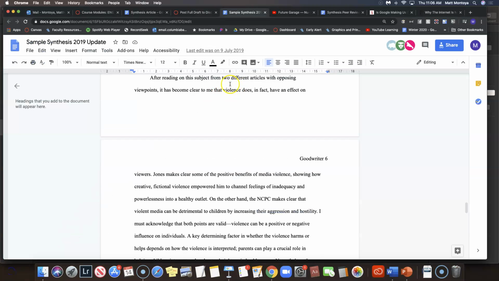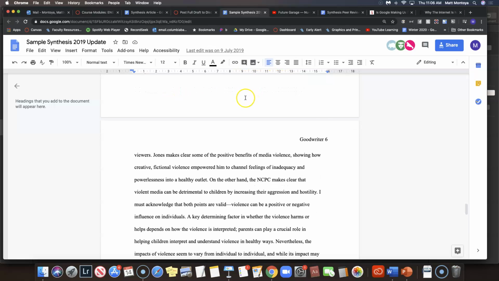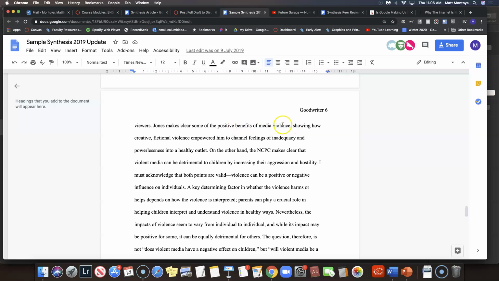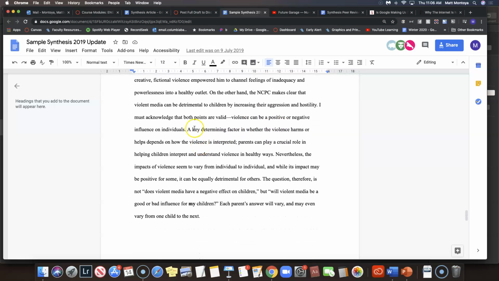And the sample paper shows, they say after reading on this subject from 2 different articles, here's what we've learned. They go over one side, they review what the other side says, and then they bring it together and complicate the discussion by saying they're both right depending on the circumstance, right? And then we have a nice complicated answer where it's not an easy yes, no. That's the whole point of choosing these issues. They're complicated issues. So show that complexity, and then make sure whatever you say in your conclusion matches the thesis of your introduction. If you can do that, then you'll have a solid synthesis.